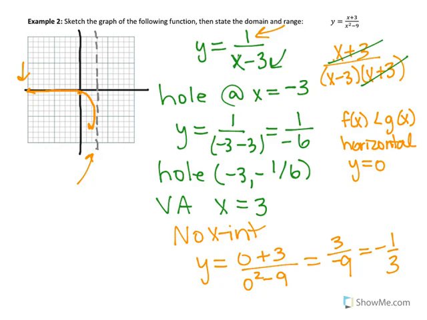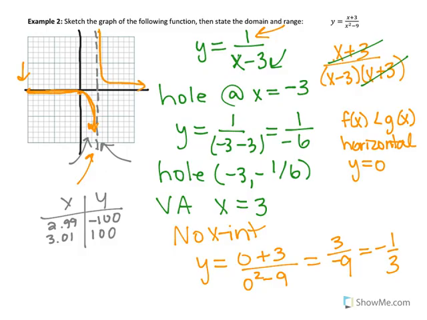If you were unsure that that's how it was going to look, you just make a table of values and figure out what happens as we approach the asymptote. So we can plug in a 2.99 and a 3.01. When I do that, I get negative 100 and positive 100. So it means it's going to get really small here, and then it's going to get really big on this side. So on the other side, it's going to go really big and then hug. You can get closer than I just did.